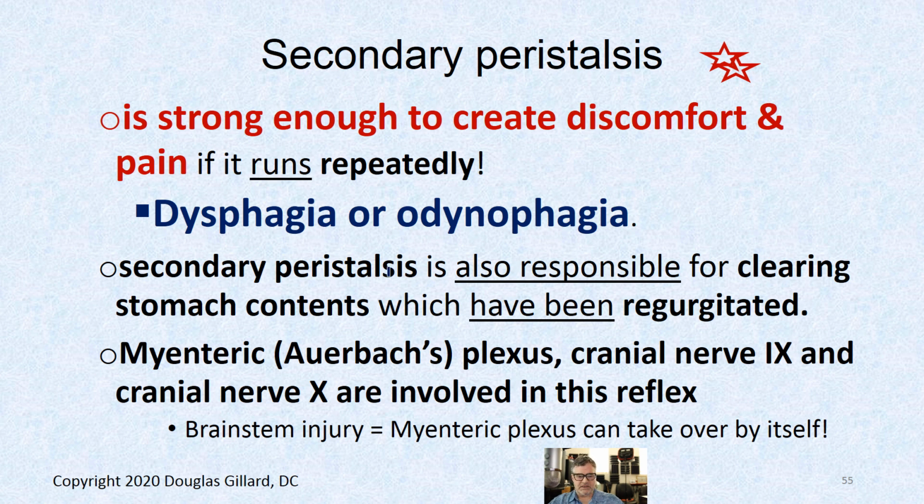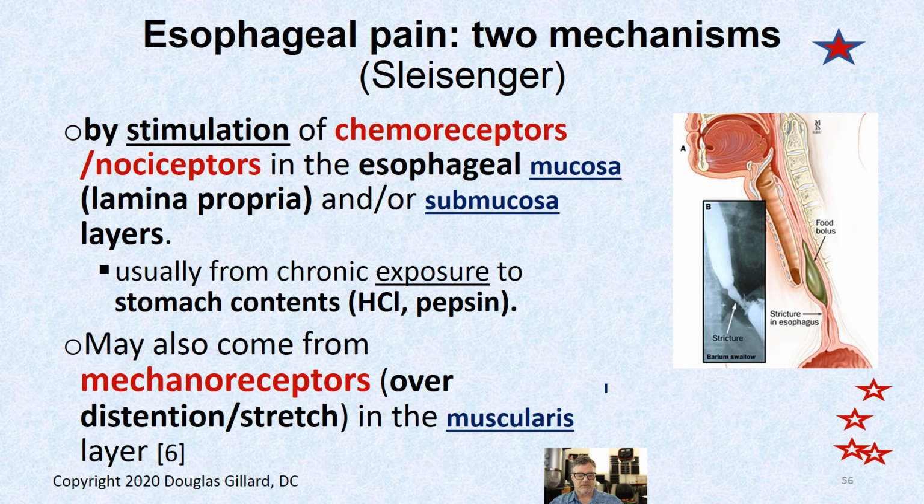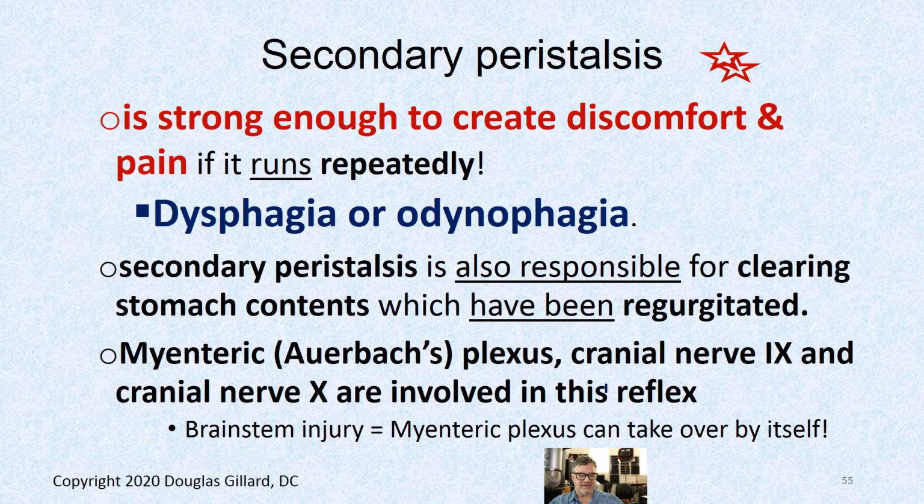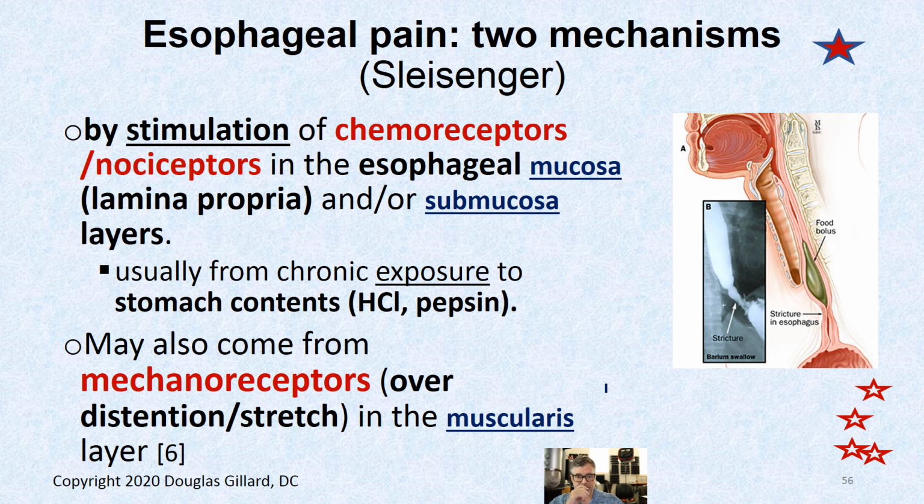All right, we said the secondary peristalsis is important for clearing the regurgitant fluid, stomach contents out. And yep, Auerbach's plexus, cranial nerve 9, cranial nerve 10 are all involved in this reflex, this system. Meissner's isn't that developed, we said, right, in humans. Might help a little, but not much.